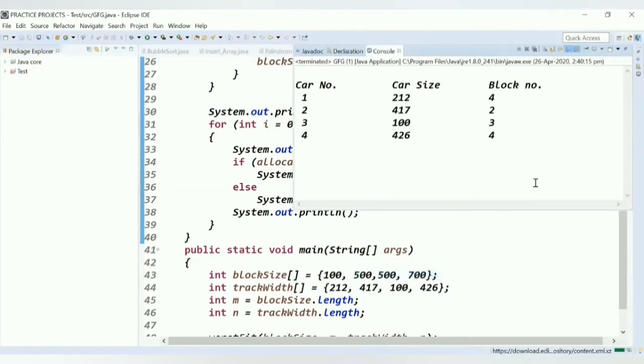it gives the output as car number, different cars in the section, car size equal to the track width of the car, and the block number in which the vehicle is parked or allocated.